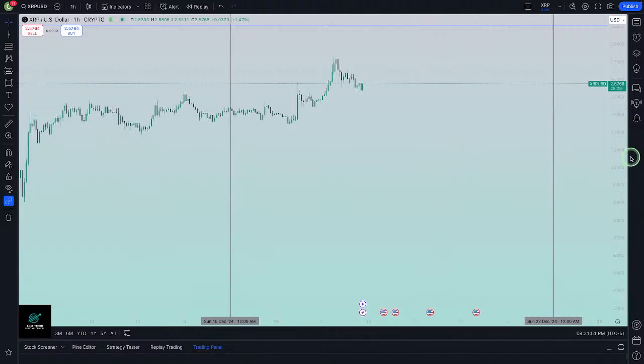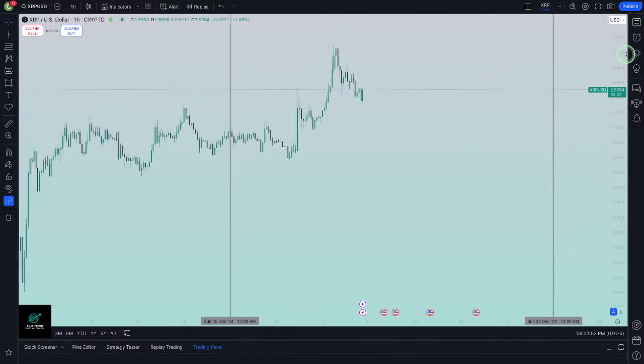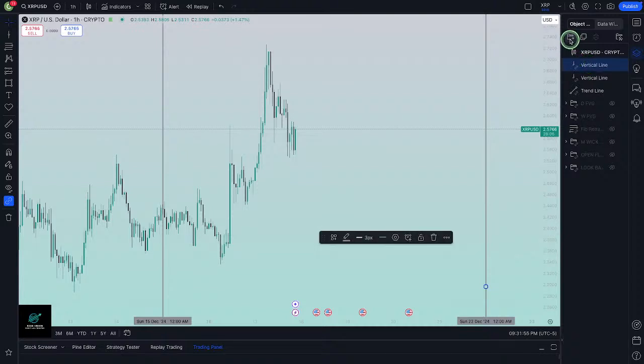Right there. So now I'm gonna get organized. I'm gonna come over to my object tree. I'm gonna put it in the folder. And I'm gonna name it my weekly dividers. My weekly dividers.